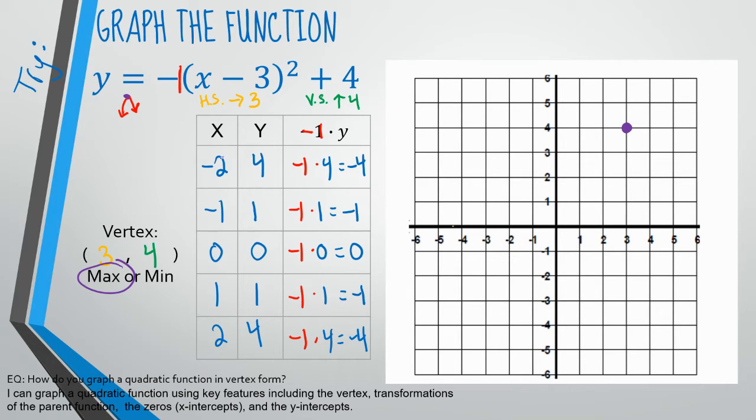All right, so we're going to go left 2, but this time we're going to go down 4. So we're going to go left 2, down 4. 1, 2, 3, 4. We're going to go left 1, down 1. Same on the other side. Right 1, down 1. Right 2, down 4. 1, 2, down 4. 1, 2, 3, 4. And that gives you your parabola. Probably not the best, but looks good enough.